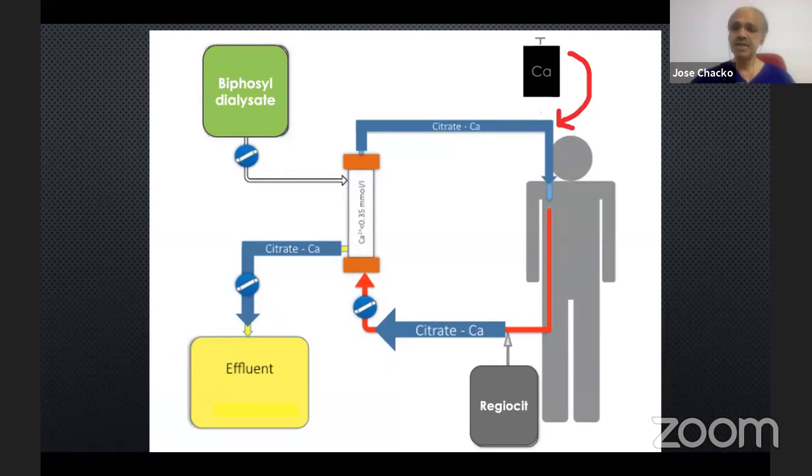It's only for AKI patients. All these studies have been done in critically ill patients in the ICU, many of them with multi-organ dysfunction as well. So it doesn't really apply to patients with chronic kidney disease. It is only acute kidney injury in the setting of multi-organ failure.